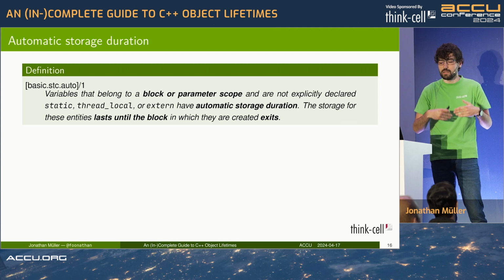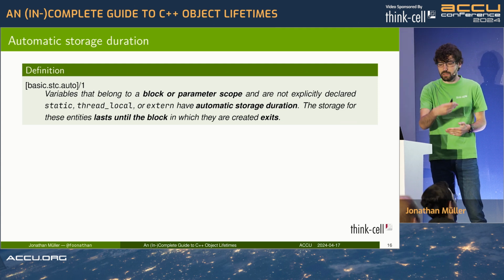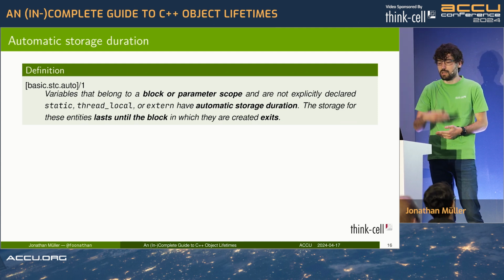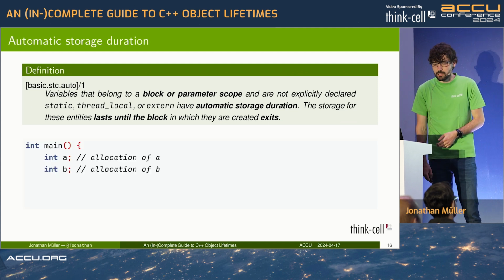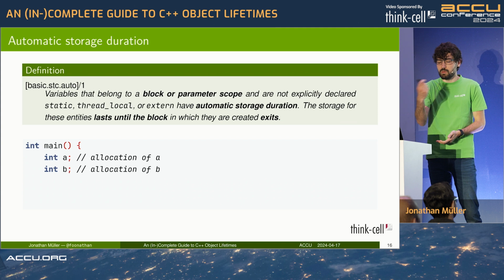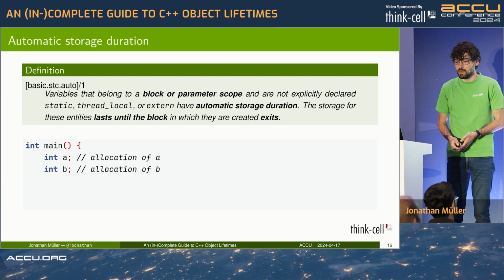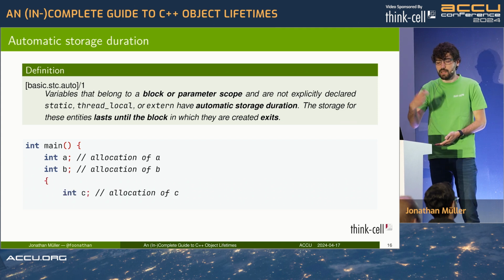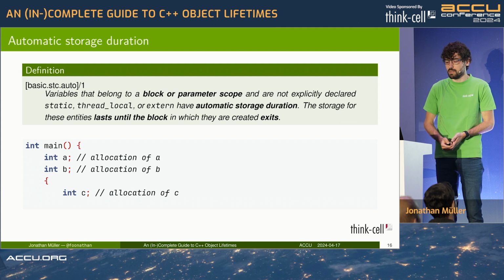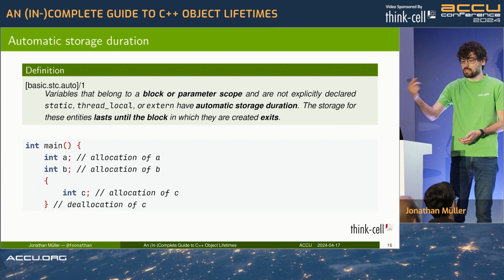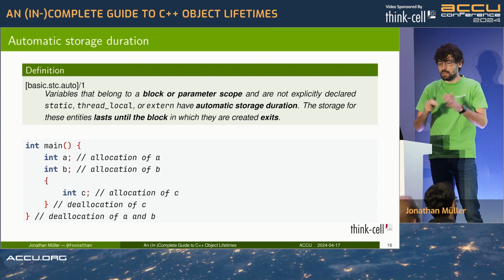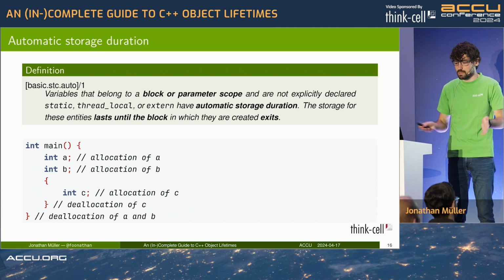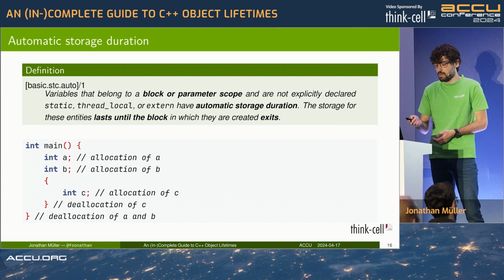It's created, the storage is allocated when we encounter the definition, and when the block exits, we are going to destroy it. So when we start executing the main function and we reach the first line, we allocate storage for A. We then allocate storage for B. We then enter a nested block to allocate storage for C. Then we exit the block, which deallocates storage for C. And then we deallocate A and B when we exit the function. This is automatic storage duration. This is very straightforward.